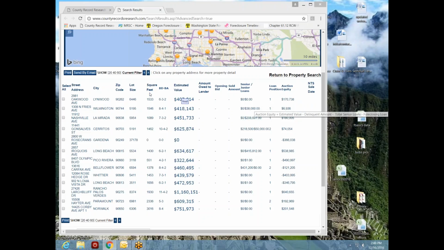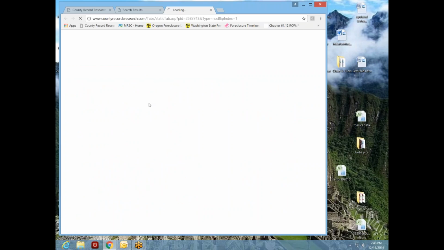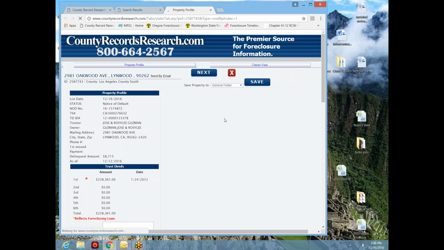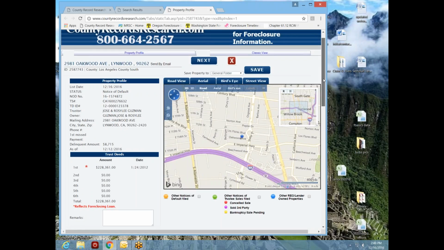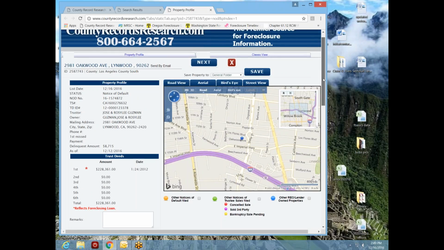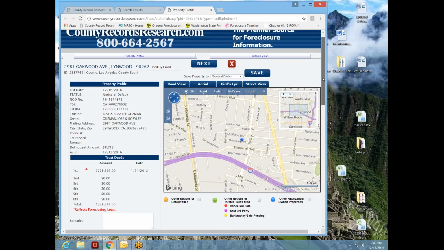Let's take a quick look and see what we've got here. So I'm going to click on the Oakwood Avenue address and open the profile. So this is a notice of default record. Now, notice of default records in our system are very similar to notice of sale records. The profiles are lined up the same way so you can get really quickly adjusted to looking at the numbers and making sense of the deal.